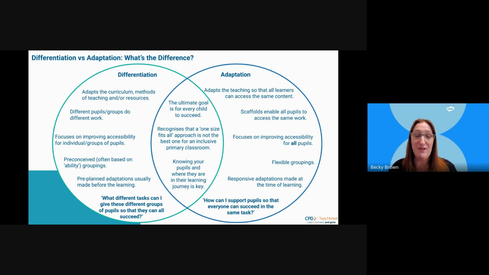But we're going to focus today's session on that right-hand side of that Venn diagram, making sure that we are using adaptive teaching to really act more in the moment and be responsive, being reactive to what's happening in the lesson in front of us.